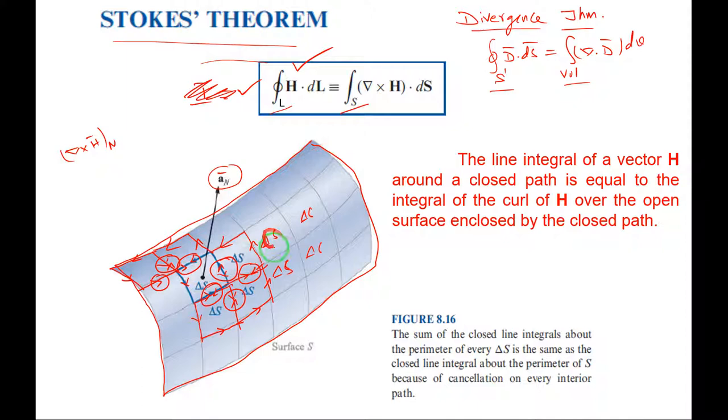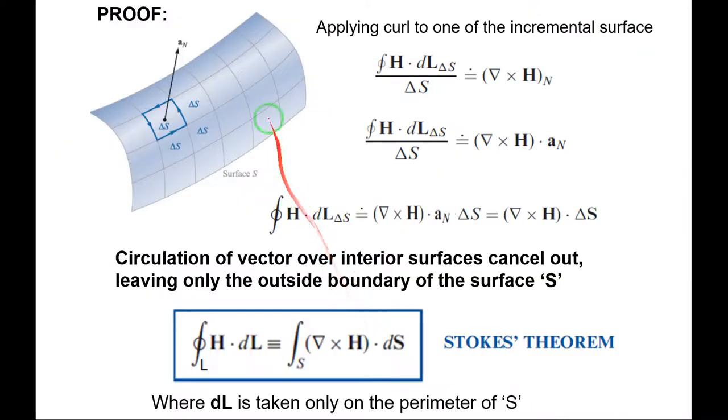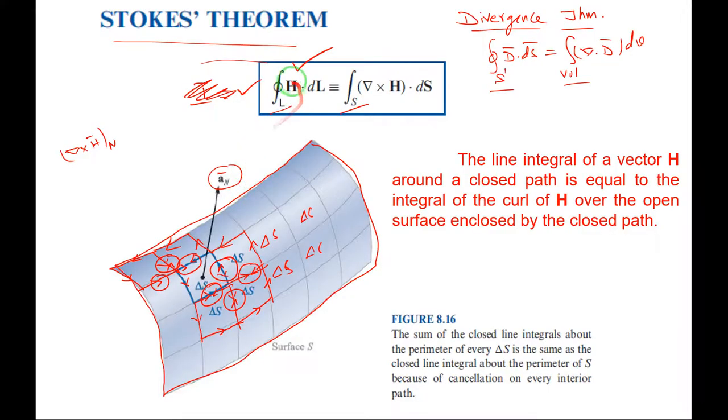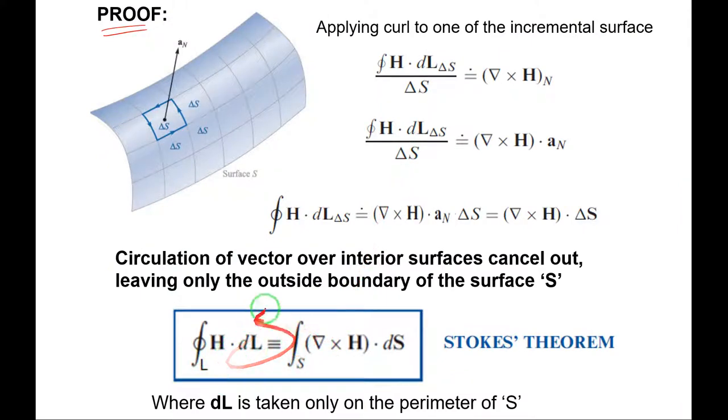Instead of finding out the curl for the smaller surfaces, it is better to find out the magnetic field intensity by taking the closed line integral around the perimeter of the open surface, or around the closed path of the perimeter of the open surface. Then next we'll see the proof of the Stokes theorem. So this is closed line integral of H dot dl equal to surface integral of del cross H dot ds. We'll see the proof, and finally we'll arrive at this Stokes theorem.